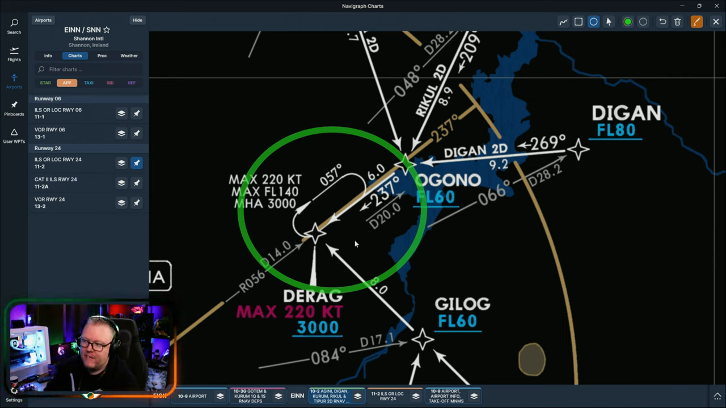Just be aware, if you ever see this kind of an icon where it looks like a circuit, it is technically a circuit, but it's called a hold. And basically, an aircraft will enter the hold until cleared by ATC. In very rare circumstances, I've seen holds that actually act as part of a transition.